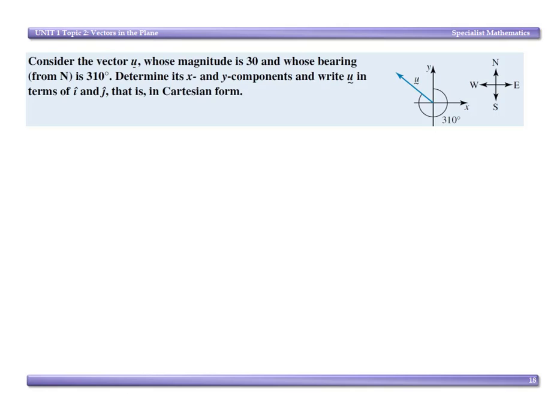Next example, consider the vector u whose magnitude is 30 and whose bearing from north is 310 degrees. Determine its x and y components and write the vector u in terms of i and j, which means in Cartesian form. Now, they've been nice, they've given us a diagram, not necessary, but we can see that we have the vector u. We know its magnitude is 30. It's also got that its bearing from true north is 310, so you can see that drawn in here.